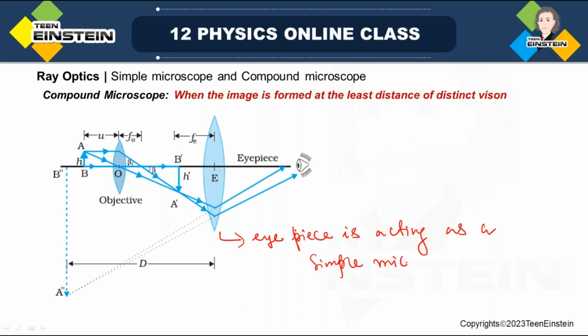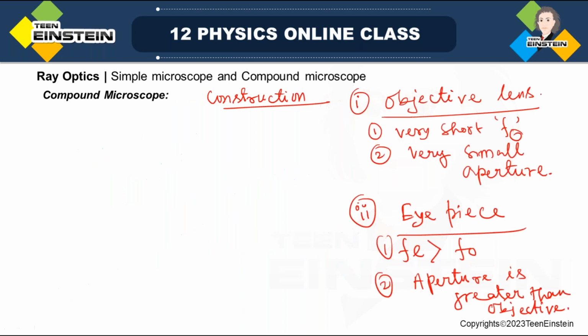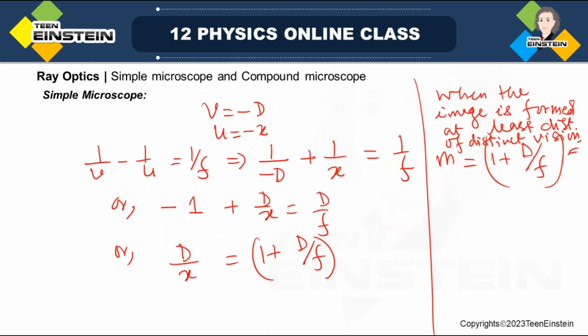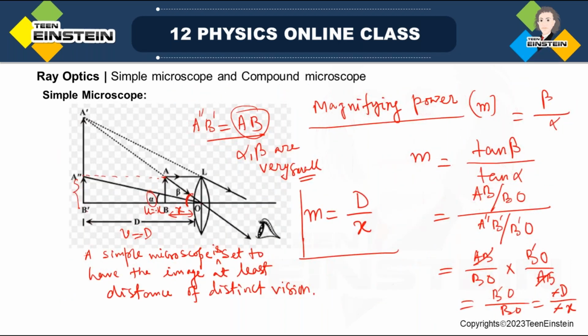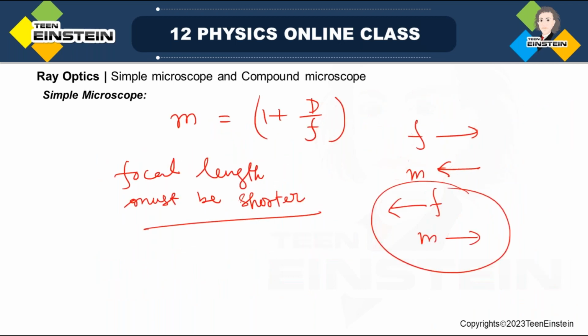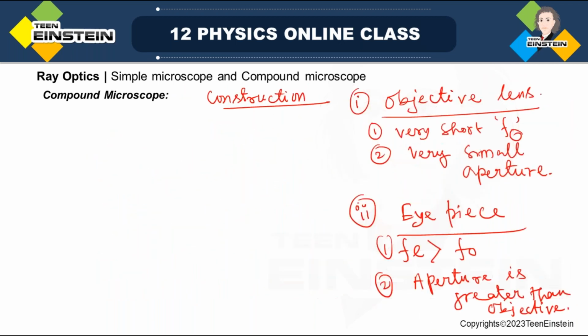Simple microscope, right? We have seen that here. When the object is placed within the focal length of this simple microscope, it is actually forming a virtual, erect, and magnified image. So the eyepiece is actually doing the same job.